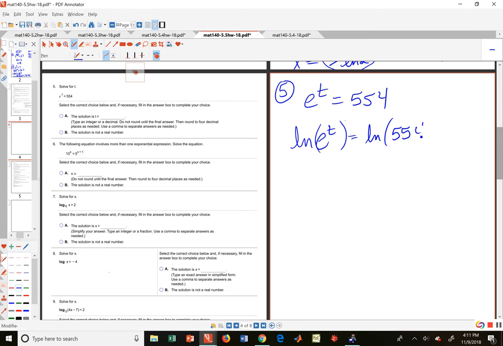The natural logarithm or the common logarithm, either one would work in general, but since we have a base e, we should use this one, which kills the base. It just gives you t back. t is the exponent, and it is the ln of 554. Now remember, ln of 554 means what is the exponent on e that gives you 554? The answer is t is that.